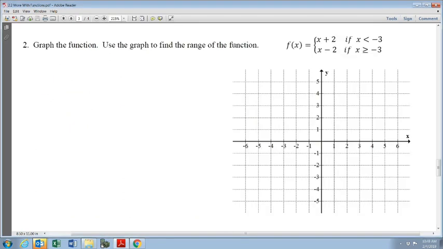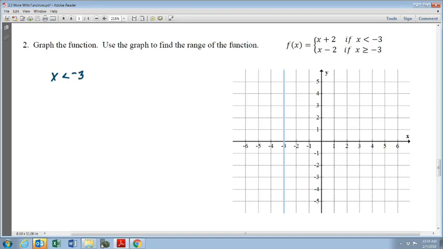Alright, on number 2 here it says graph the function. Use the graph to find the range of the function. Well, first of all, notice if x is less than -3, we're using the upper function. If x is greater or equal to -3, we're going to use the lower function. So -3 is an important point for us. It's where we go from one function to the other. So I'm going to put a line there to help us remember that. We're going to want to plug in -3 into each function to see where that point is on the graph.